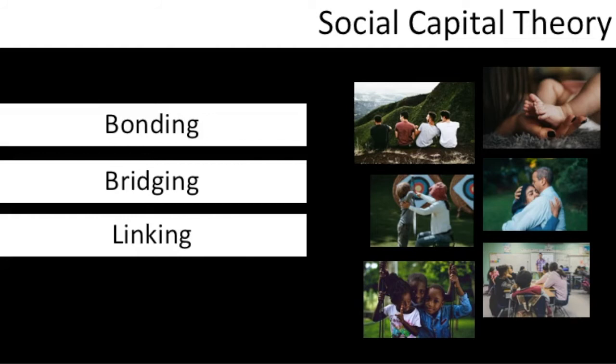Bonding social capital are the benefits that result from close relationships with our families. Bridging social capital are the benefits that result from connections with friends and other very close associates. And lastly, linking social capital are the benefits that result from relationships with people in positions of power who kind of sit outside of our usual social network.